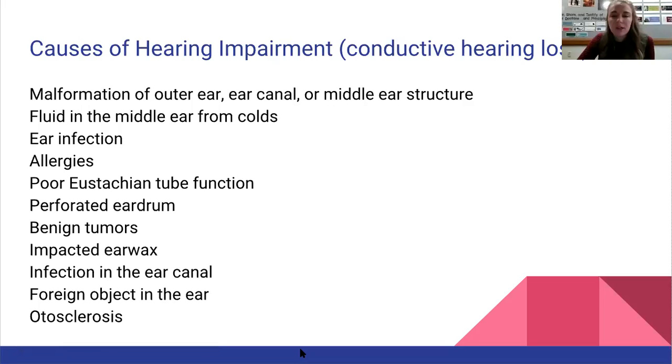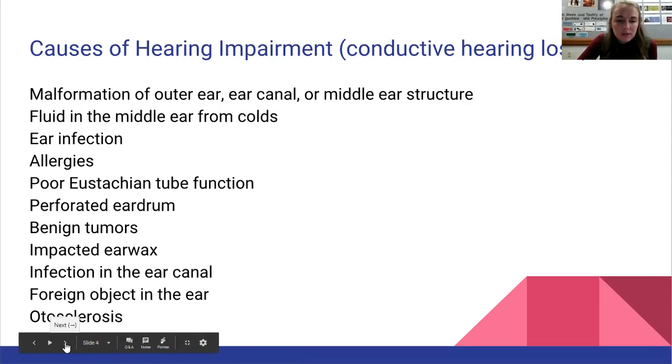Some causes of hearing impairment. First, we'll go through the causes of conductive hearing loss, which include the malformation of the outer ear, fluid in the middle ear, infections, allergies, poor eustachian tube function, perforated eardrum, tumors, impacted earwax, infection in the ear canal, foreign objects in the ear, or osteosclerosis.